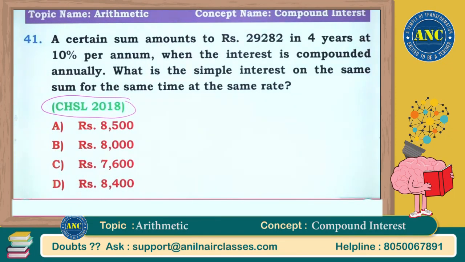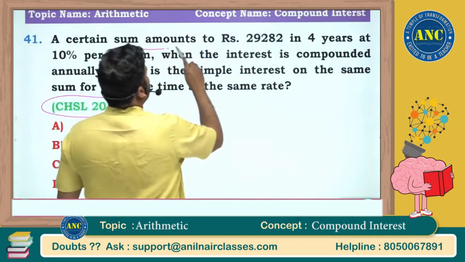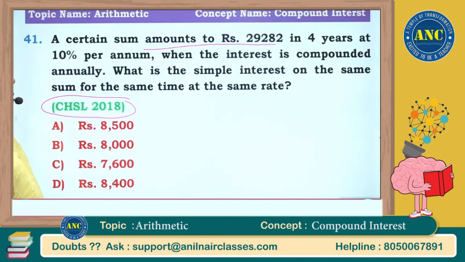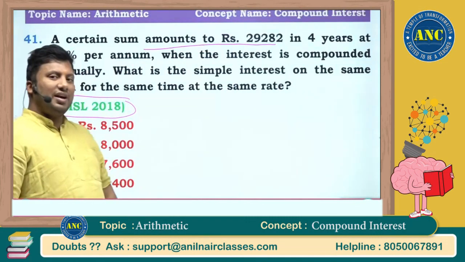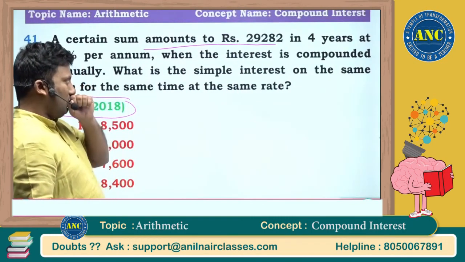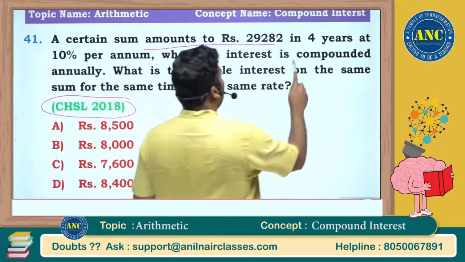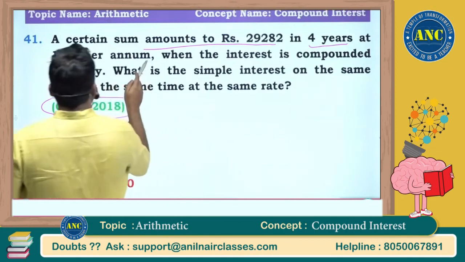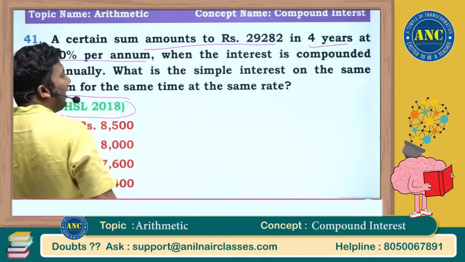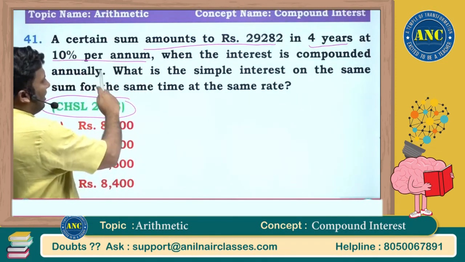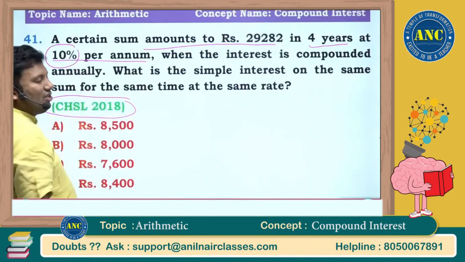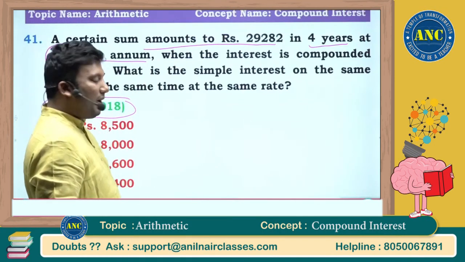A certain sum amounts to 29,282. How many years is it given? 4 years. Okay. 10% per annum. Rate of interest is 10% for 4 years. Wherever the rate is 10%, you can use Pascal's triangle.